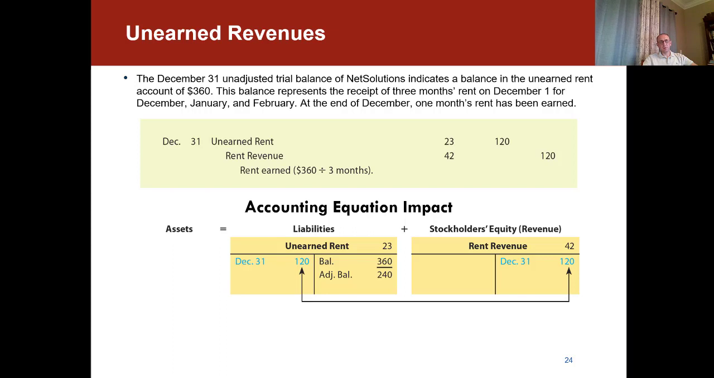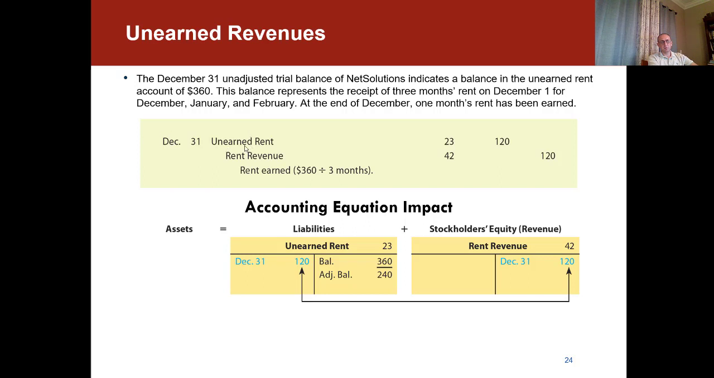At the end of December, 1 month's rent has been earned. So now let's do an adjusting entry to record the earned rent revenue. So we need to get rid of the liability, which is the unearned rent account. We're going to debit that account, and this is why we see here unearned rent on the debit side, and then we recognize the rent revenue on the credit side. Remember, rent revenue, they like the credit side because they are revenues, and revenues, they like the credit side.